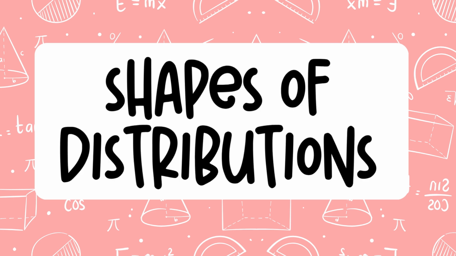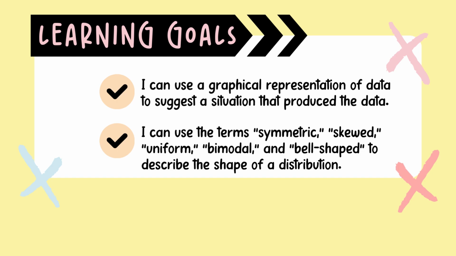Shapes of distributions. Today you'll learn how to use a graphical representation of data to suggest a situation that produced the data. You'll also be able to use terms like symmetric, skewed, uniform, bimodal, and bell-shaped to describe the shape of a distribution. Let's look at some of these shapes.